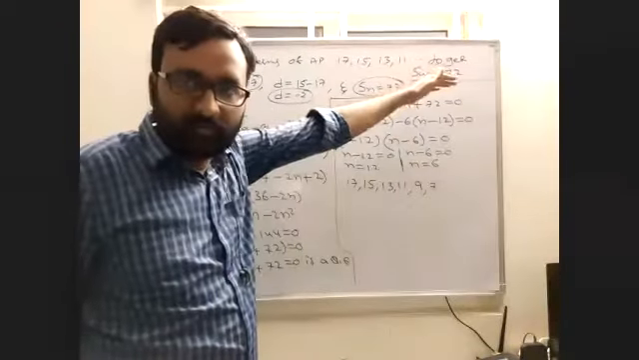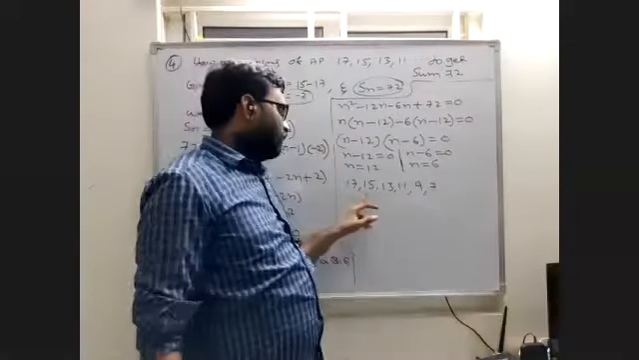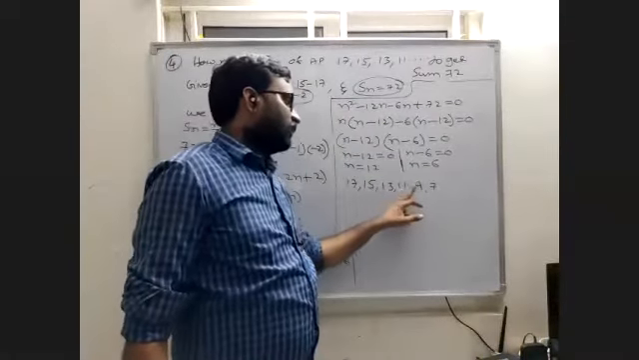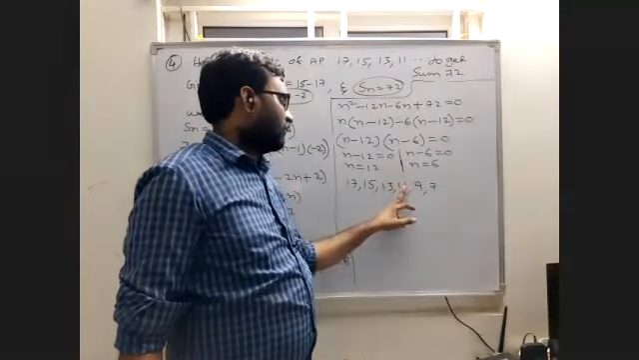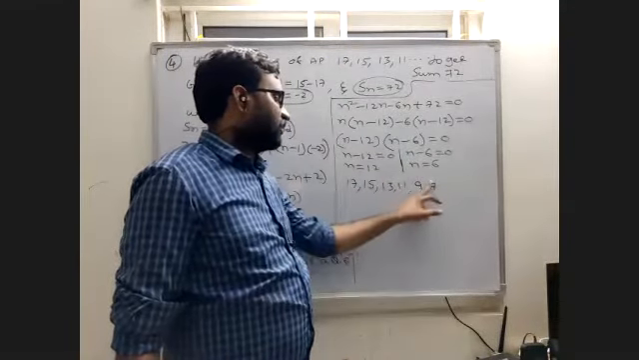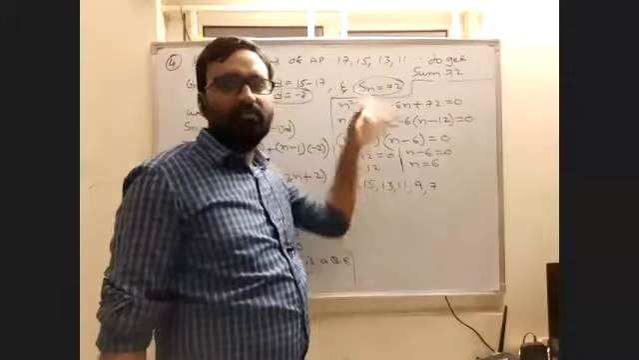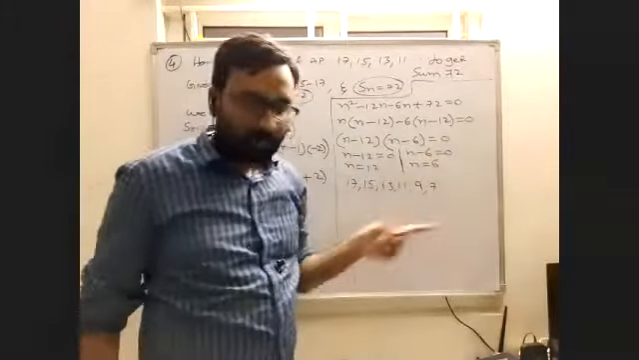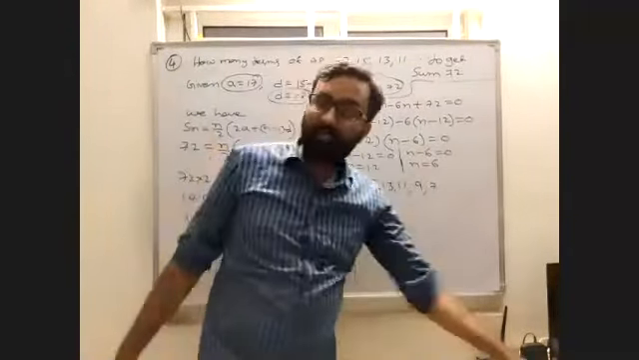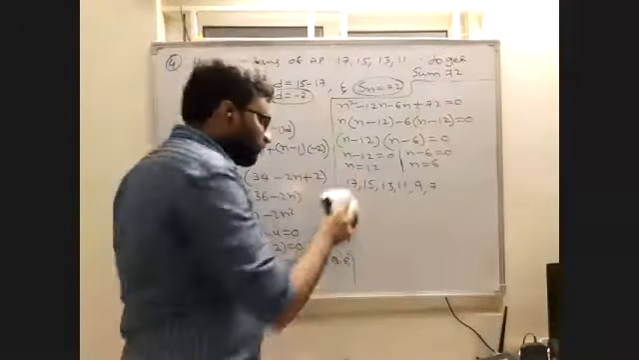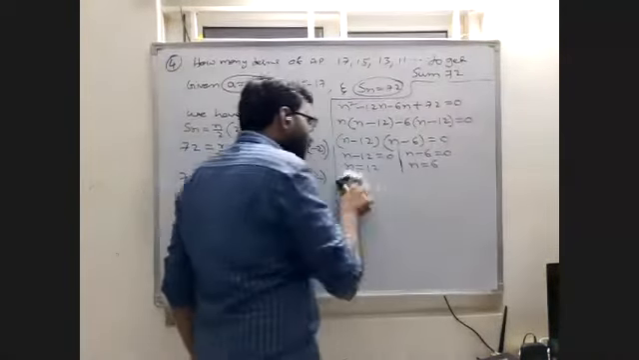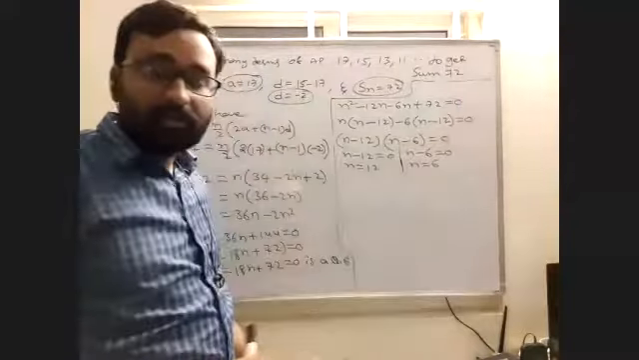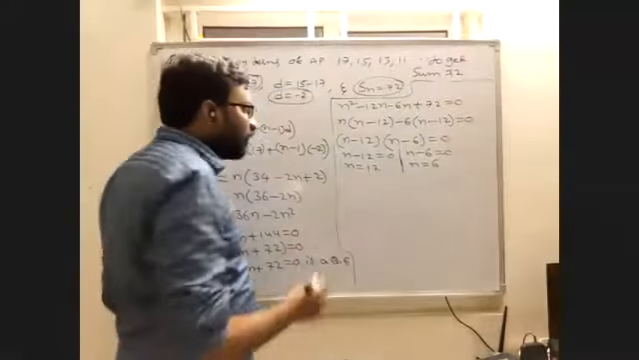Are we getting 72 or not? 10, 20, 30, 40, 9 plus 1, 50, and 7 plus 3, 60, 7 plus 5, 12, 72. So we are getting 72 for 6 terms. But here we got 12 also. What about 12? Number of terms we got 6, but 12 is also correct. How is it correct?